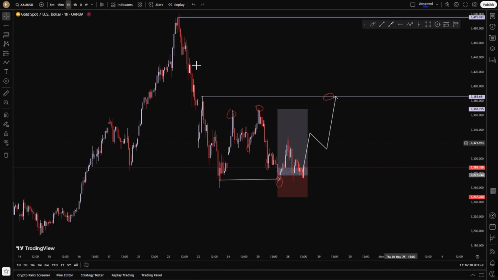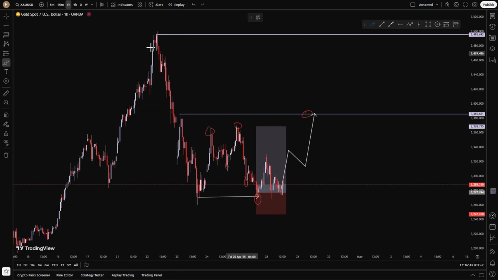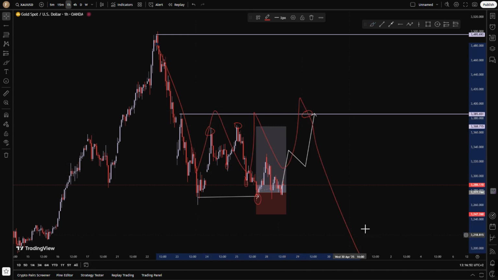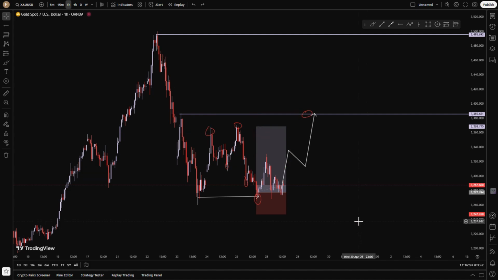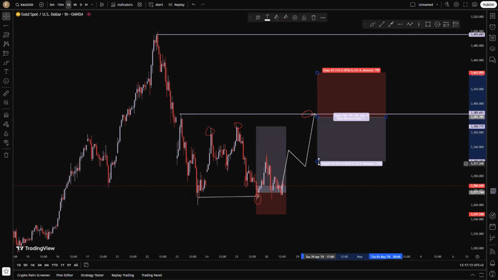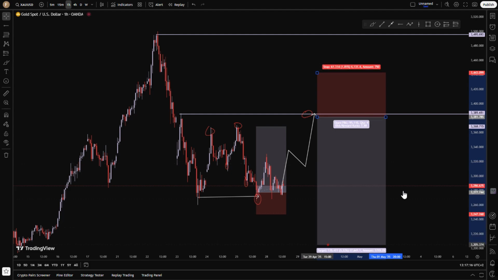And if you look at the bigger picture, price is coming from the top. So this is going to be our correction. Now we are going to have an impulse to the downside, then a correction, and another impulse to the downside, right? So we are going to wait for price to tap and take out the liquidity above this high. We are then going to start looking for selling opportunities around there, okay?